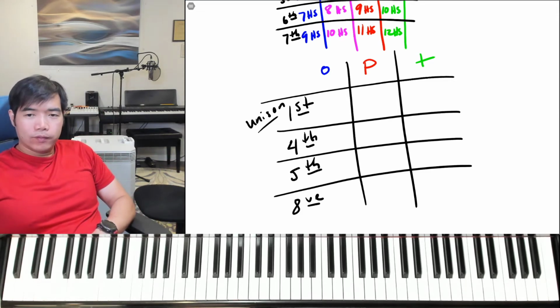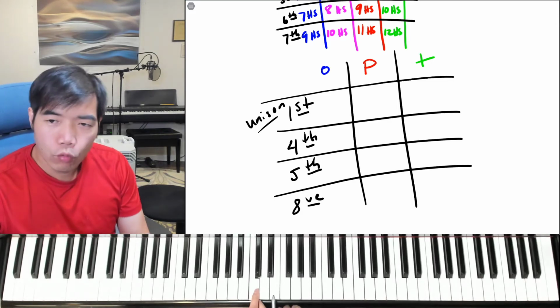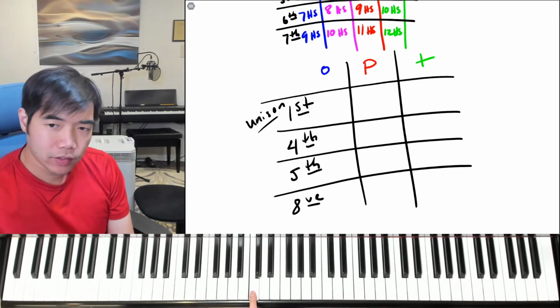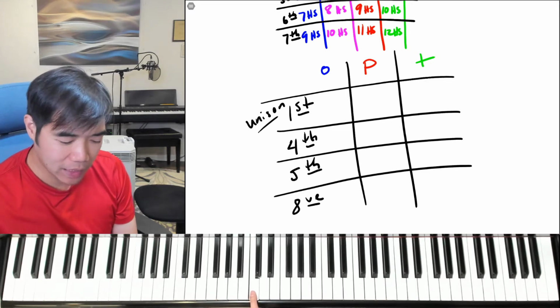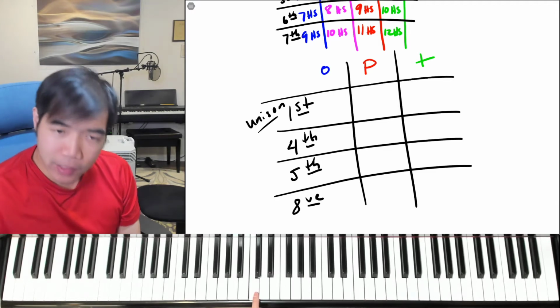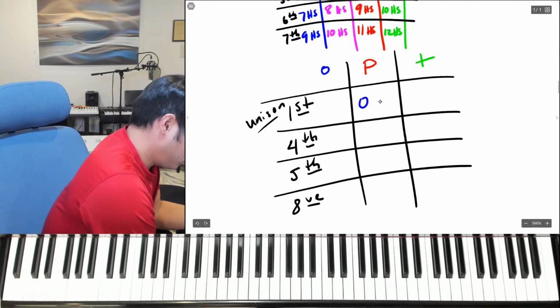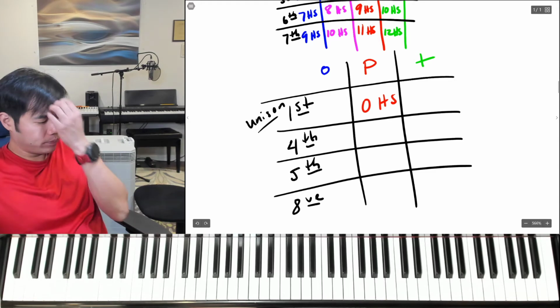Now, this is very simple. For a perfect unison, it's exactly the same note. So what's the distance? The distance from C to C is 0 half steps. Oops, I'll do this in red. And all of these distances are in half steps, 0 half steps.